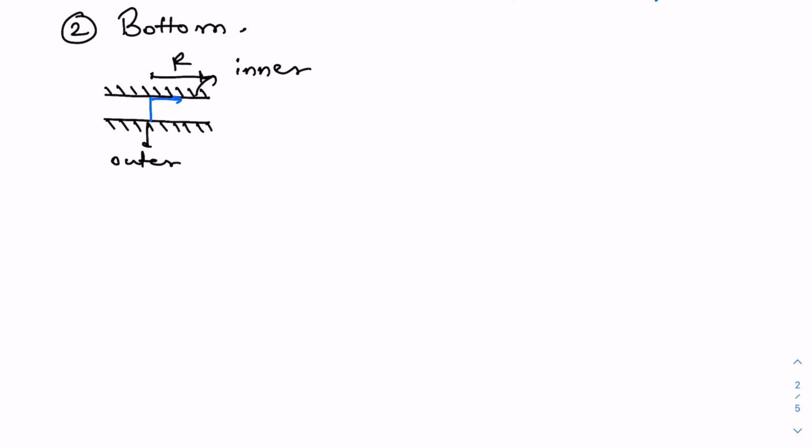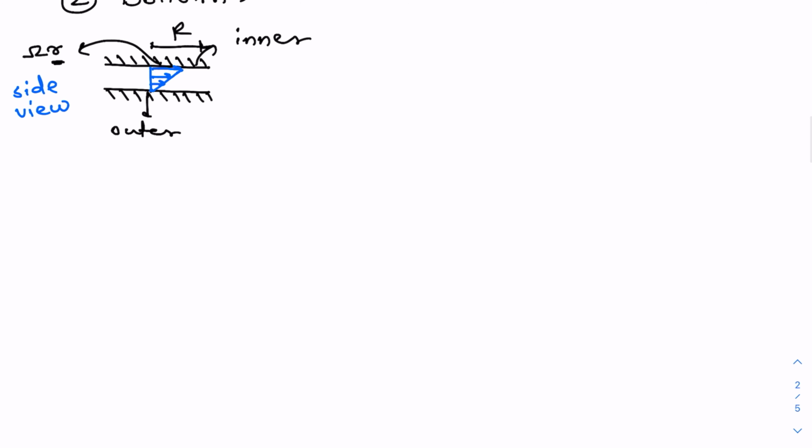is moving with a velocity omega times r. So r is the distance of that point from the center, and the fluid here at the bottom is not moving. So again, because this gap is very thin, we have the velocity as a linear function of the height y.